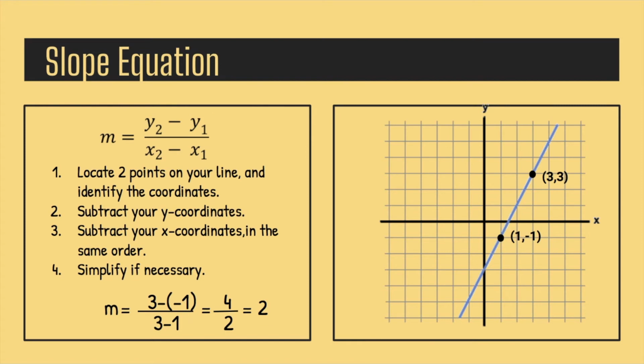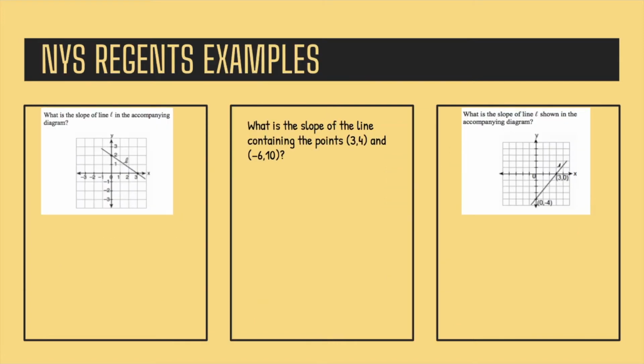Now this is a very vital component in the New York State Regents, so let's get into some problems that have popped up on past Regents exams. So our first example is, what is the slope of line L in the accompanying diagram? So let's use our rise and run method for this.